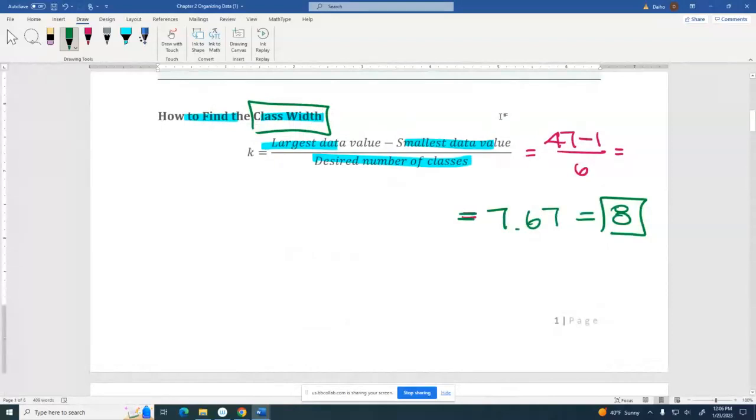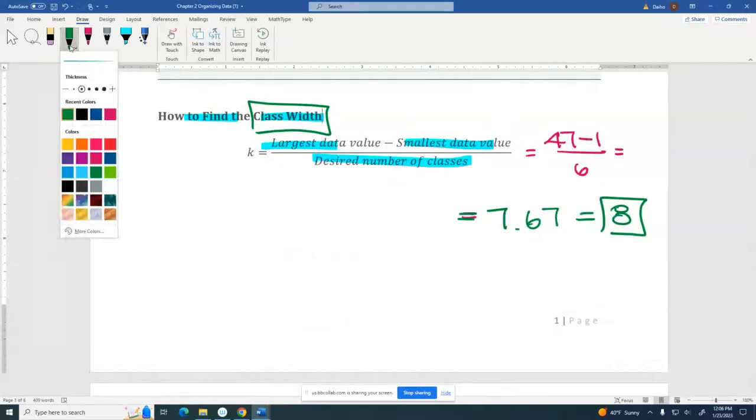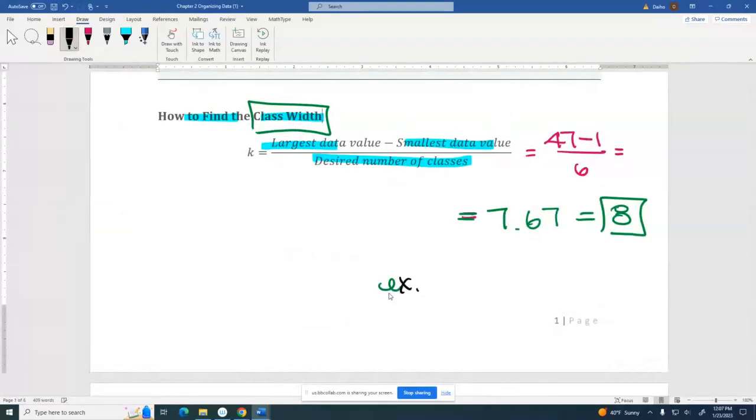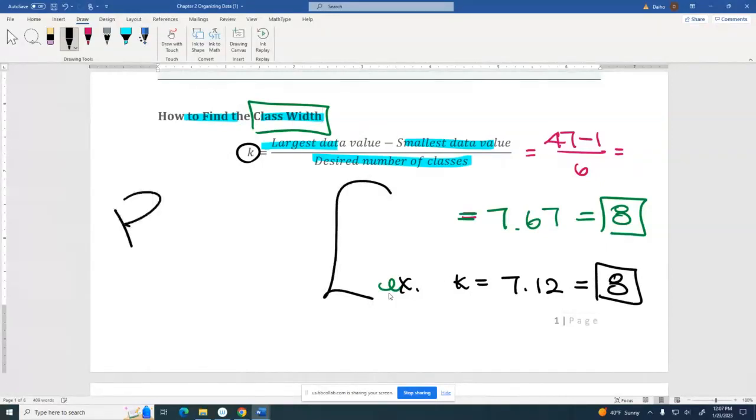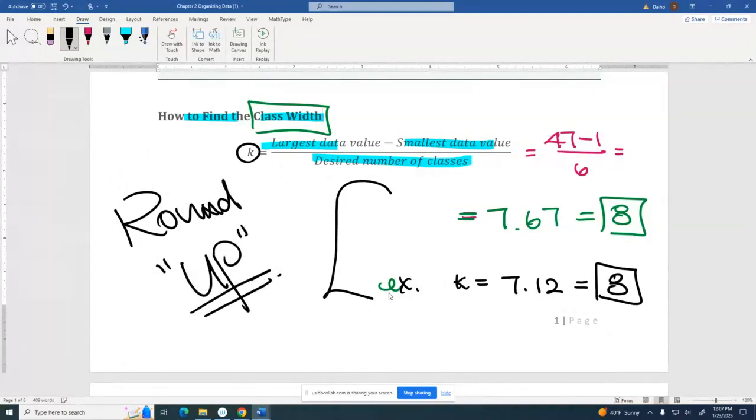And what? Always round up. So let me give you another example. If we have K, K is a symbol for the width, and it's 7.12. How much will it be? 8. Round up, 8 again. Always round up. Right?